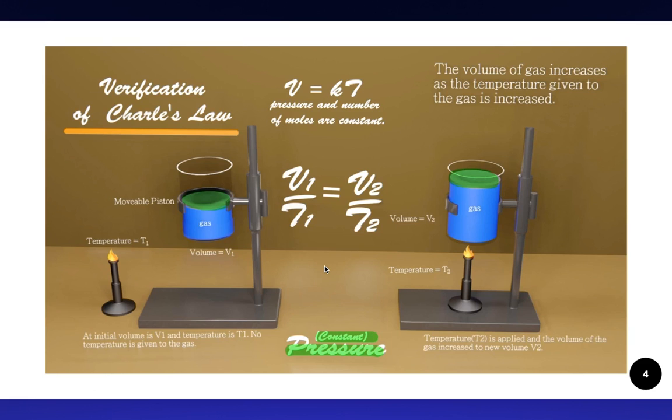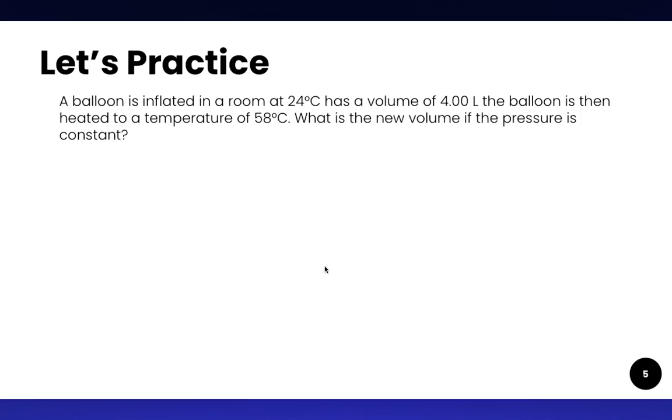And then on the left, you have volume 1 of gas, and the temperature 1 is room temperature because there's no heat applied to the gas. On the right side, they add heat from the Bunsen burner, so T2 is higher than T1, meaning that V2 also has to be larger than V1. Okay, so let's practice one of these calculations.